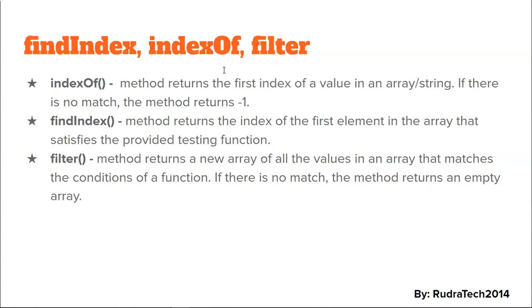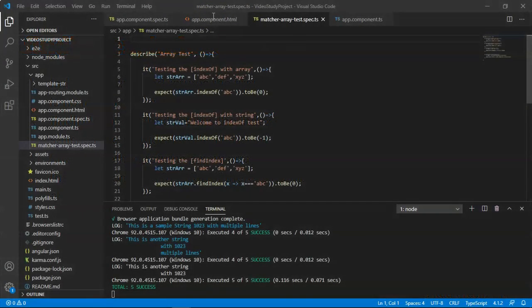Then there is filter. The filter method returns a new array of all the values in the array that match the conditions of a function. If there is no match, the method returns an empty array. Now here I have written a simple unit test for testing these three methods. First we have a sample describe here, and I have not included it with any component of Angular. So simple test cases have been written for each method.